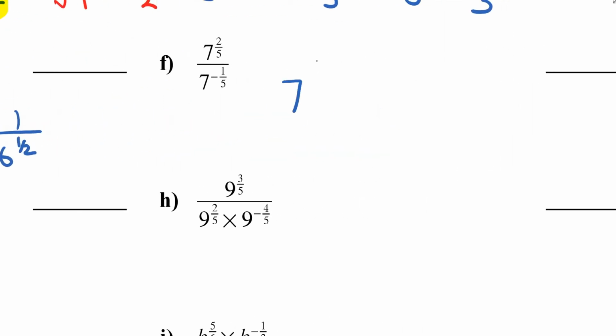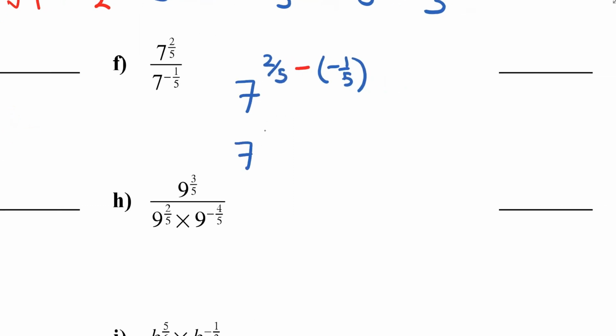Letter F, same kind of deal, 7 to the power of 2 over 5. Okay, so minus, but this is going to be a negative 1 over 5. So there's two negatives there, you're simply adding them. And since the denominators are the same, you just add the top. So 2 plus 1 is 3, so 3 over 5. So 7 to the power of 3 over 5 for that one.